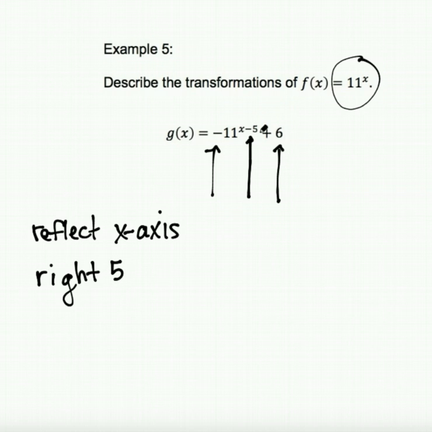And then when you're adding or subtracting on the outside, it's either going to go up or down. When it's addition, it means it's going up. So we're going up 6. So we have 3 transformations going on. We're reflecting across the x-axis, going right 5, and up 6.